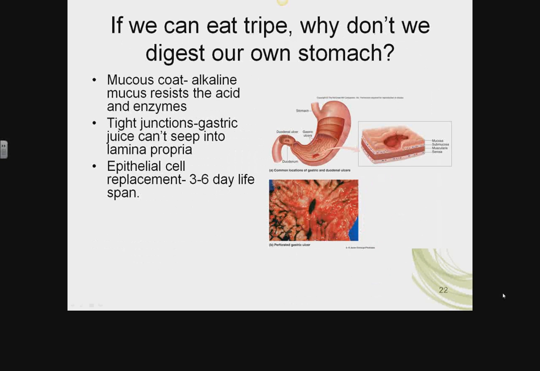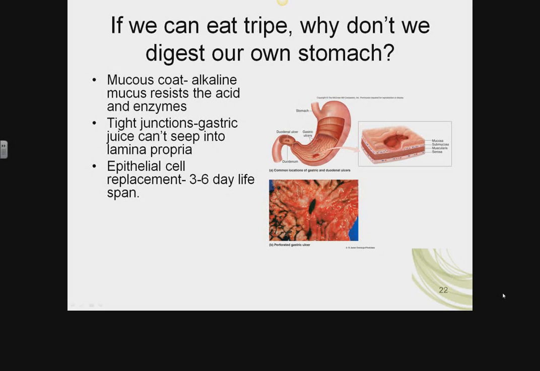The question on this slide is, if we can eat tripe, which is stomach from another animal, why don't we digest our own stomach? That's because those mucus cells release mucus. The mucus is alkaline, that means bicarbonate rich. It has a high pH, and that will immediately neutralize the stomach acid when it tries to come into contact with the simple columnar cells. Additionally, the simple columnar cells have very tight junctions in between them. This inhibits the gastric juice, enzymes and hydrochloric acid from backflowing or leaking and digesting your own cells of your stomach.